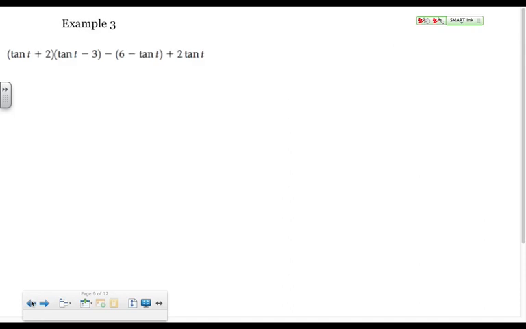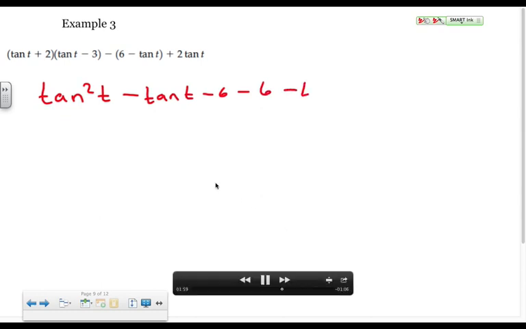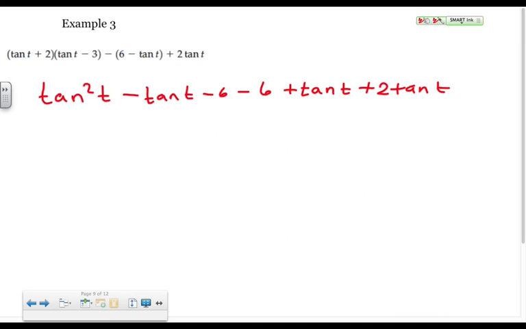All right, so this is a rather complex one. We're going to simplify this as much as we can. So we're going to go tangent squared t minus tangent t minus 6, okay? And then, so this is this part simplified. And then I'm going to go minus 6 right here, plus tangent, because I distributed the minus sign, plus 2 tangent t. And then I'm going to continue to simplify.